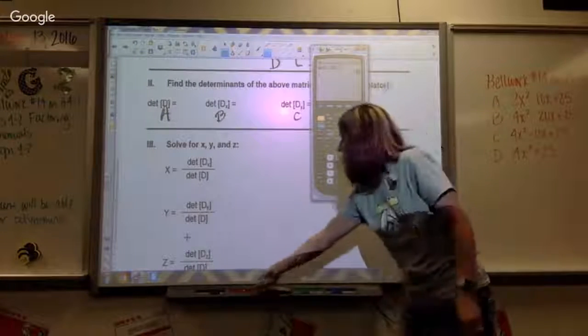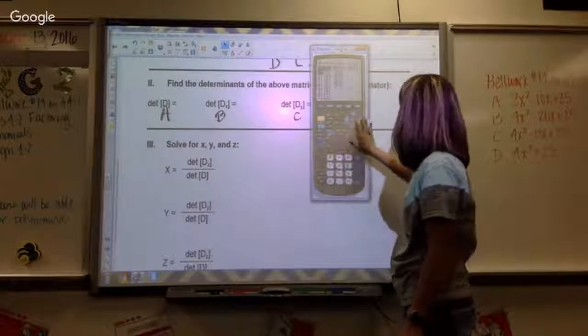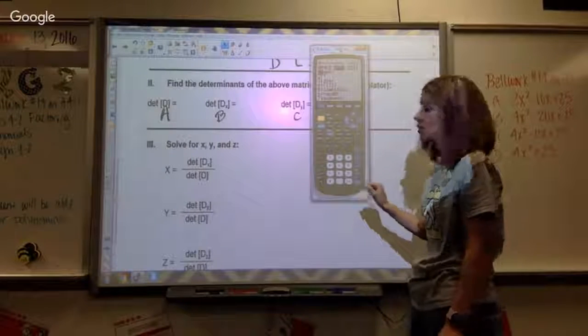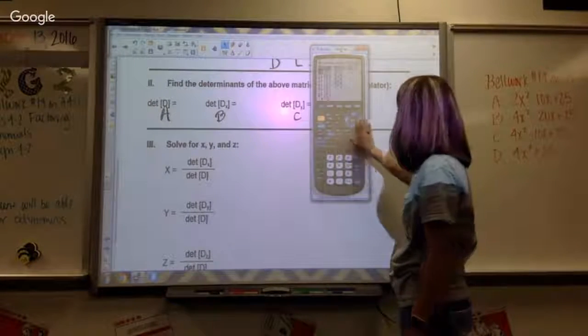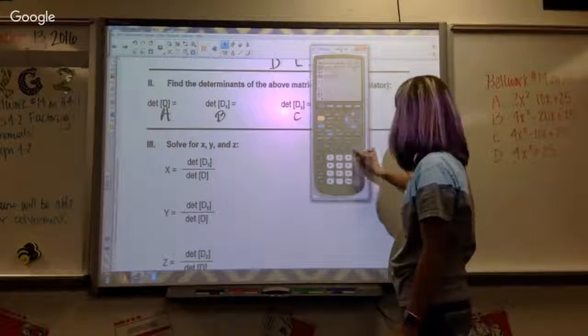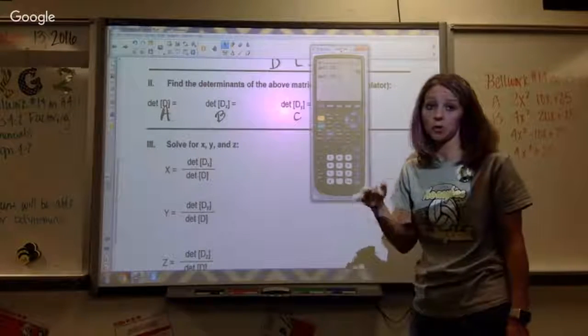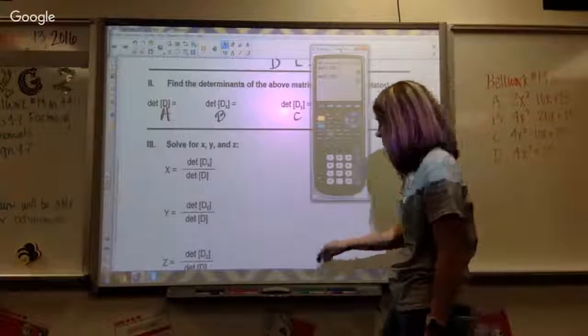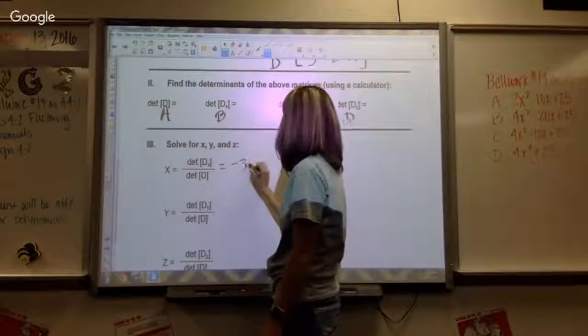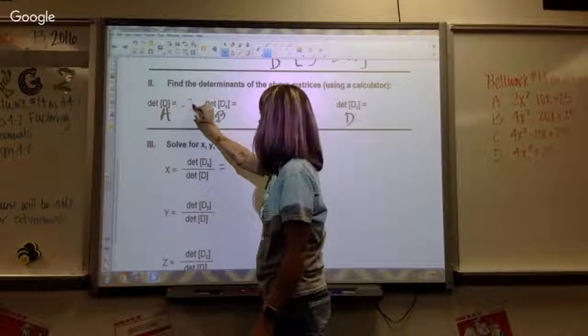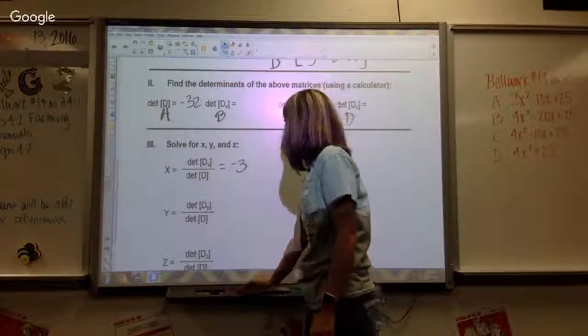So I'm going to find the second matrix, math, to find the determinant number 1 of matrix A. So second matrix, and then you're naming A. Make sure you're on the home screen whenever you're doing this. So you should get -32.